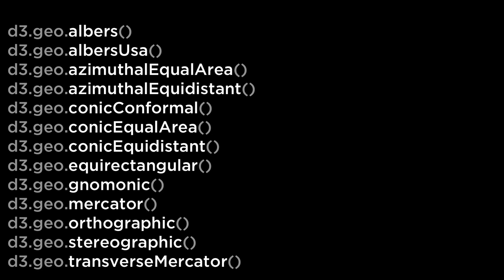Alright, so now that we know that we have access to these projections, how do we go about changing the D3.geopath default from D3.geo Albers USA to another projection?